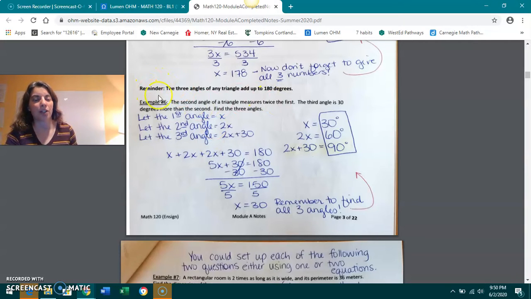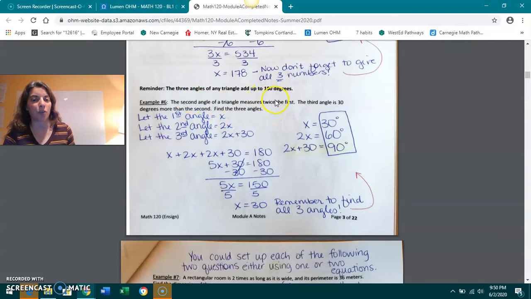The thing to remember here is that in any triangle, the three angles add up to 180 degrees. So that's outside information you have to bring in. In this problem, it doesn't say that, but you need to know that. Here, the angles are described in terms of each other: the second angle is described in terms of the first, and the third angle is described in terms of the second. So I need something to represent the first angle. I'm going to call it x.